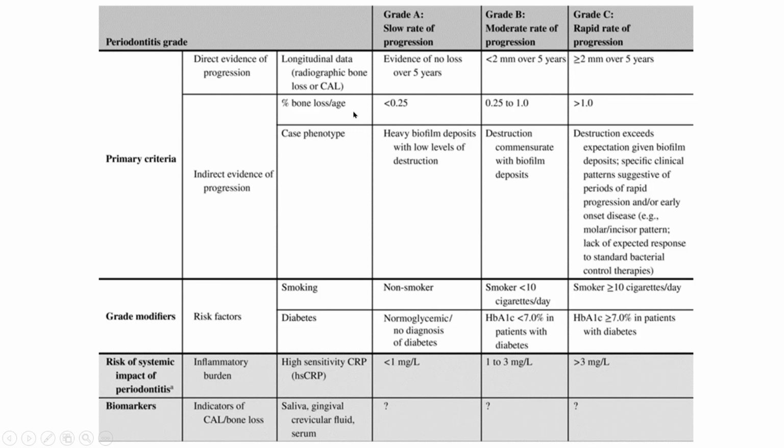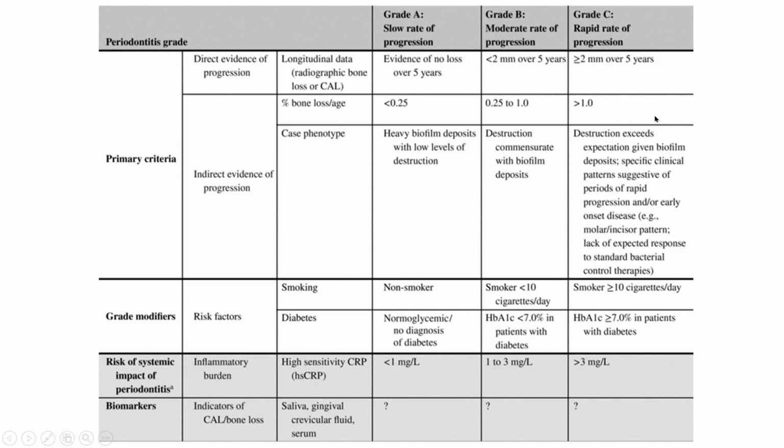So now, percentage of bone loss divided by age. So that's when you take a look at where the bone should be and the apex, and then you calculate the percentage of bone loss, and then you take that number and you divide it by age. And if you have less than 0.25, it's considered A. And if the number is between 0.25 to 1, it's considered B. And grade C, if it's greater than 1.